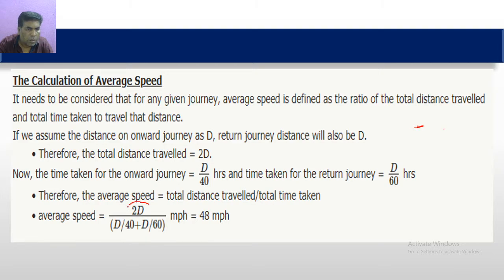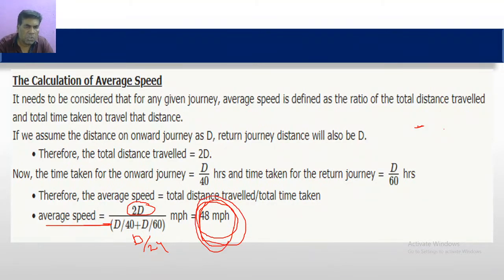So here, average speed means total distance by total time. What is total distance here? 2d. What is total time here? d by 24. So this d and d get cancelled. 24 will go upwards. It will become 48 miles per hour.